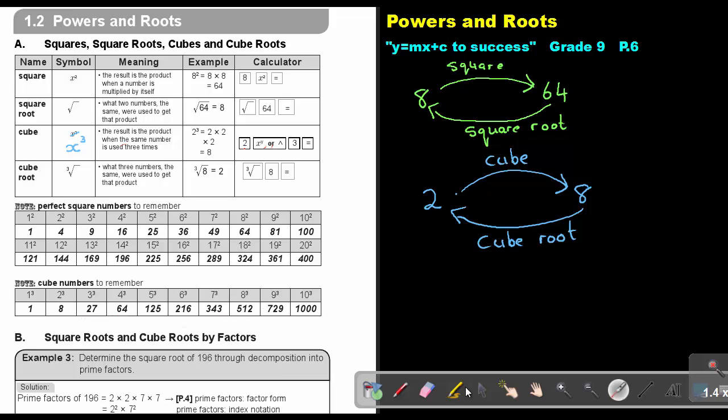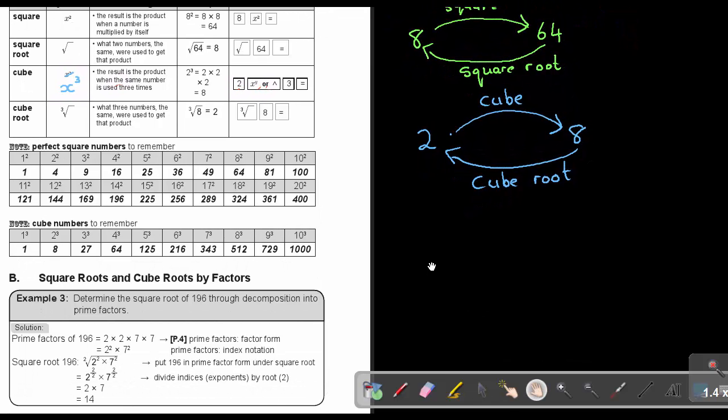Okay, let's look at an example. Square roots and cube roots by factors. If I ask you, determine the square root of 196 through decomposition into prime factors. So the prime factors of 196. What we do is we first work out the prime factors. Remember with the blocks. So I will get 2, 2, 7, 7. If I write it in index notation, it's 2 to the power 2 times 7 to the power 2.